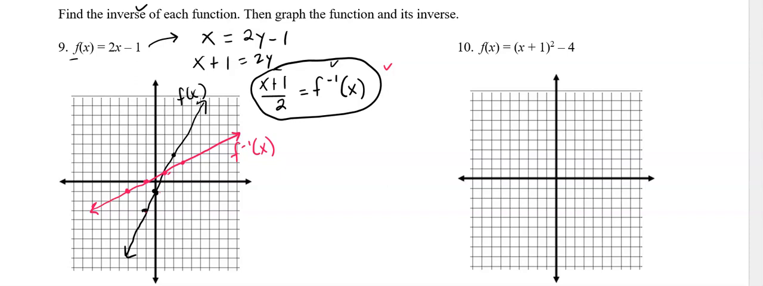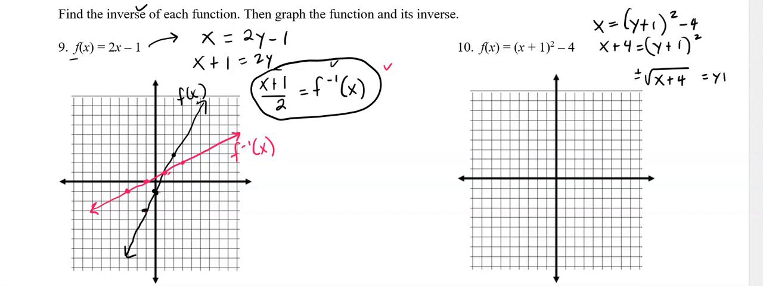Okay, let's do the inverse first. So switch x and y, and then solve for y. So that means I'm going to add 4 first. I'm going to do the square root of both sides. So that means I've got to do plus minus, and then I'm going to subtract 1 from both sides. And then once again, when you get to the point where you have solved for y, show me that you have found the inverse. And so you're just going to use that notation that means the inverse of f.